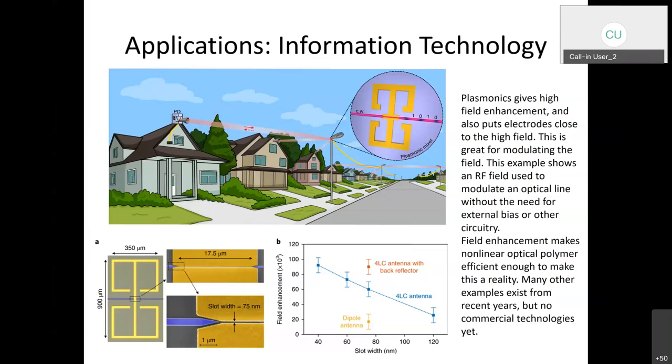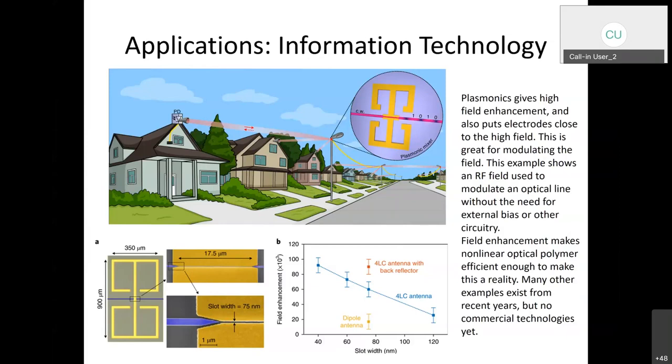And this is what is shown here, from a collaboration between Bert Koch's group and Larry Dalton's group at the University of Washington, where they placed nonlinear optical materials inside a slot which is only 75 nanometers wide. It's a capacitive junction, and they can basically take a radio frequency signal and encode it on a fiber optic communication waveguide by using this RF antenna coupled to a slot waveguide, which is a plasmonic waveguide.